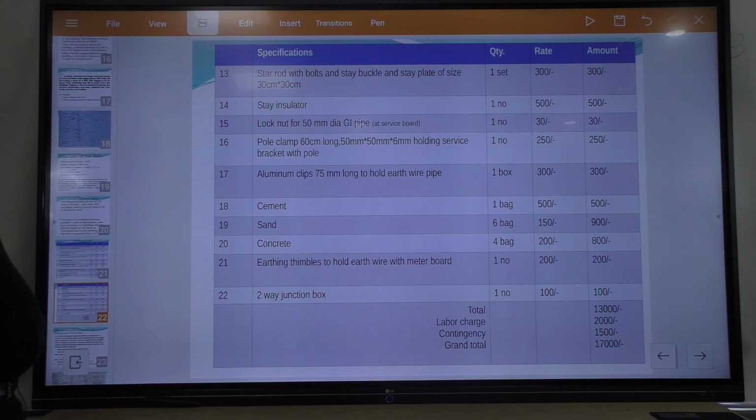Pole clamp 60 cm long, 50 mm and 6 mm, holding the service bracket with the pole.